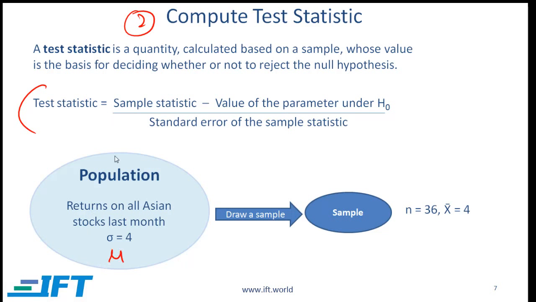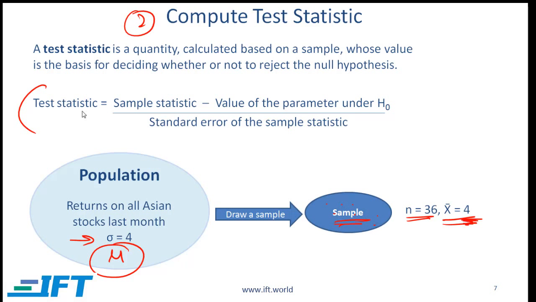So going back to our earlier scenario, our population consists of the returns on all Asian stocks last month. Let's say that we know the population variance and standard deviation. Our hypothesis is related to the population mean. We draw a sample, and our sample size is 36. The sample mean is 4. So the 36 stocks that we come up with over here, we take the mean return for those 36 stocks, and our number is 4%.